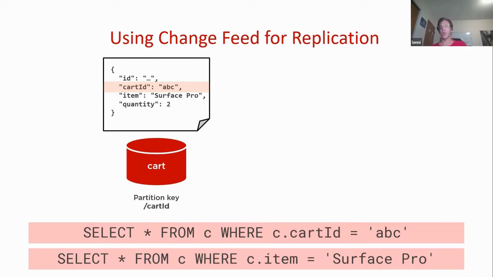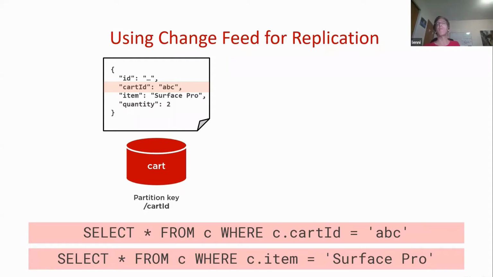But what if I need to get all the Surface Pros? Like across all the carts, but just the Surface Pros. And then maybe further filtered by carts that have more than 10 Surface Pros. Something like that, where I know the item, but not the ID. That is a cross-partition query, which again, if it occurs here and there, is fine.